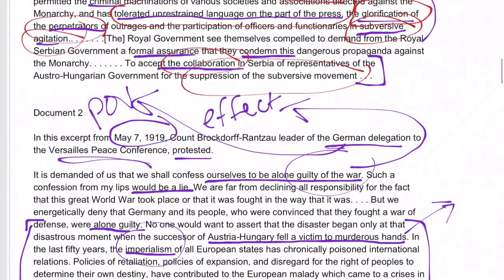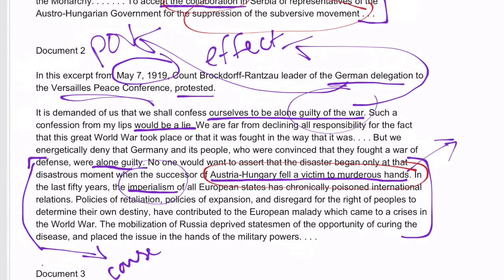Okay? Then go into document 2, and you would say document number 2 is from a German leader at the Versailles Peace Conference, and he is protesting the fact that Germany was blamed for the war. He protests this because he says one of the main causes was the assassination of Archduke Franz Ferdinand at the hands of the Serbian terrorist group. Okay, so that would be your supports. You're pulling this out to support it.